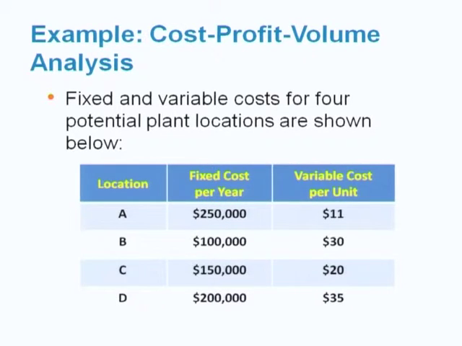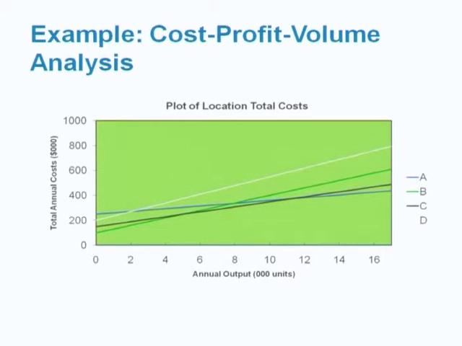Let's take a look at an example. In this example, there are 4 alternatives, A, B, C, and D. Fixed cost per year for each alternative, and variable cost per unit for each alternative. From this table, you can calculate the total cost for each alternative, A, B, C, and D, using the total cost formula. And then draw a graph of the total cost of each alternative.